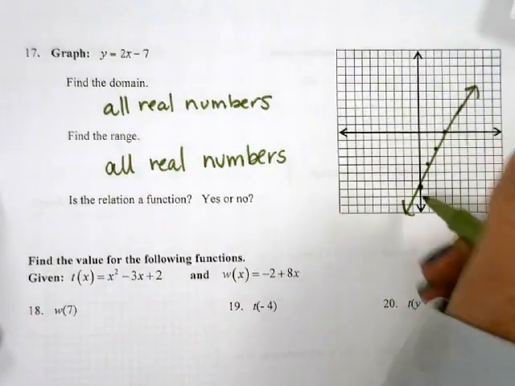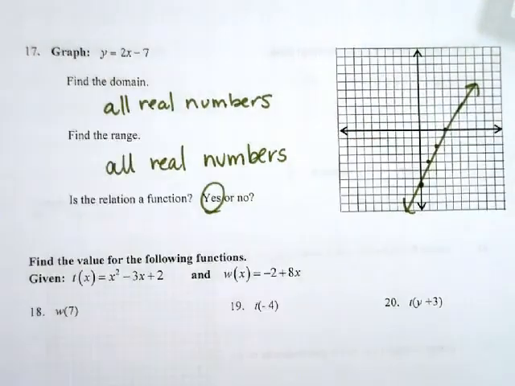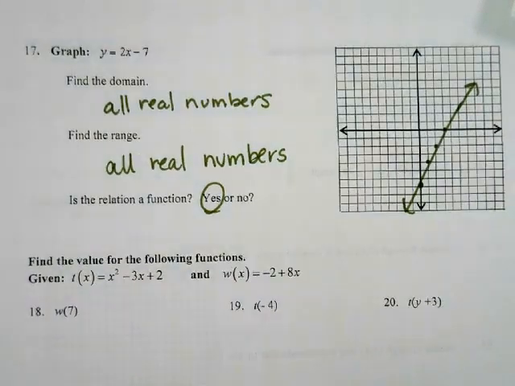It passes the vertical line test no matter where I draw my vertical line. I will only touch my graph once.